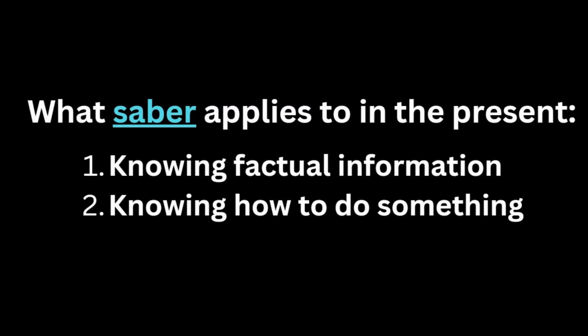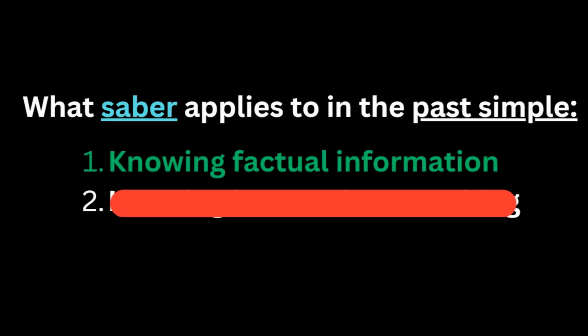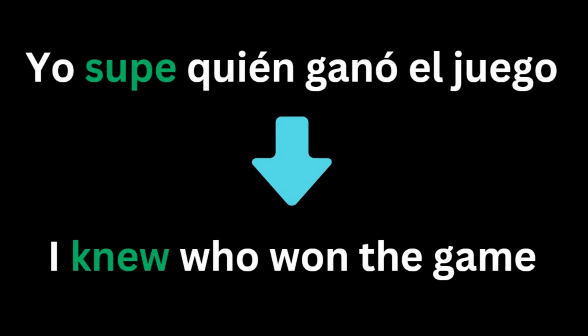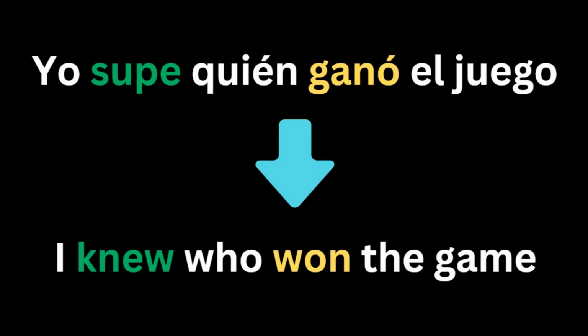In the present, saber is used for the following applications, but in the past simple tense, it's used to know something factual, like saying, Yo supe quién ganó el juego. I knew who won the game. And in the sentence, I use saber in the past by factually knowing who won the game, along with using a regular AR verb for the he, she pronoun. Of course, it's up to you to say any sentence that you want with saber.